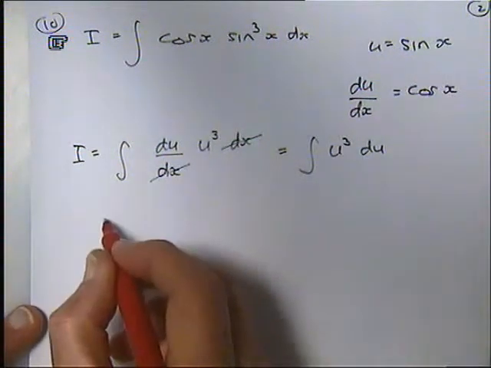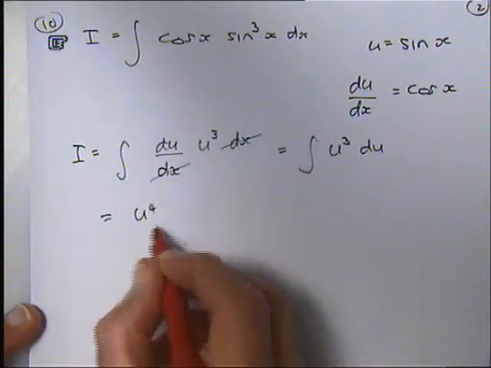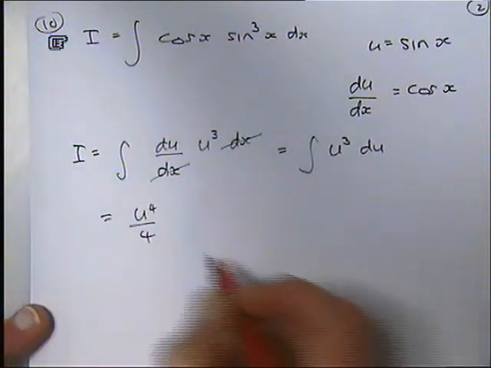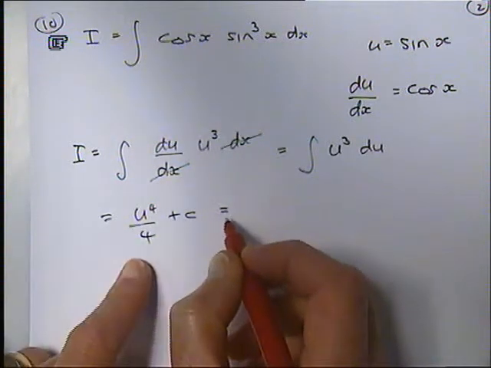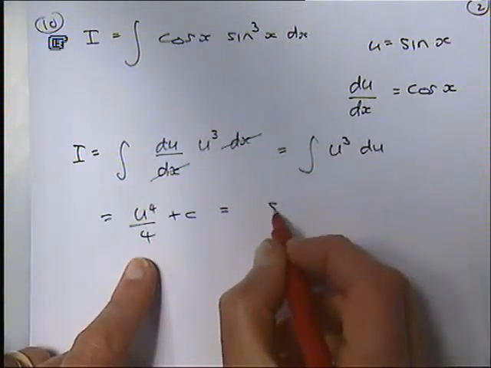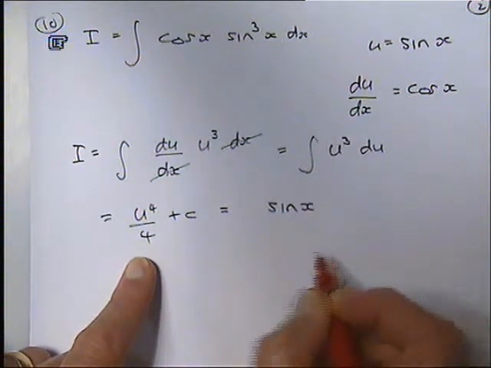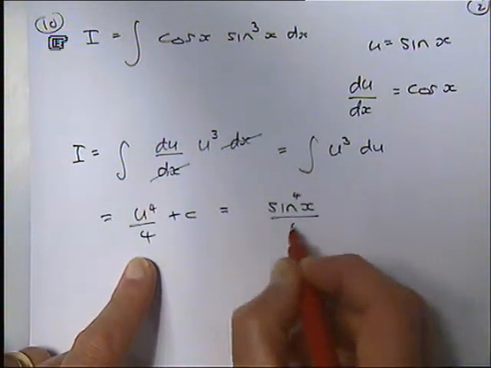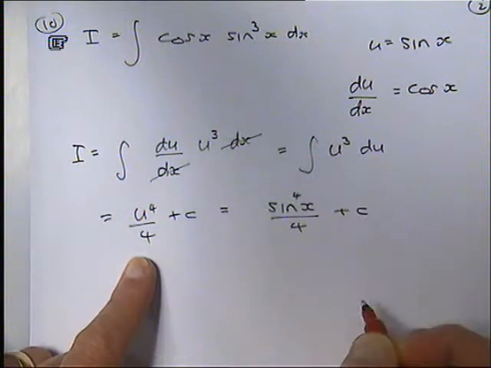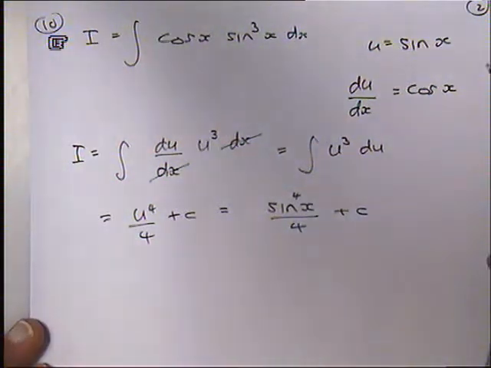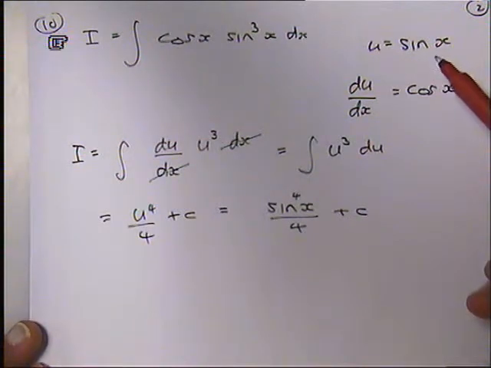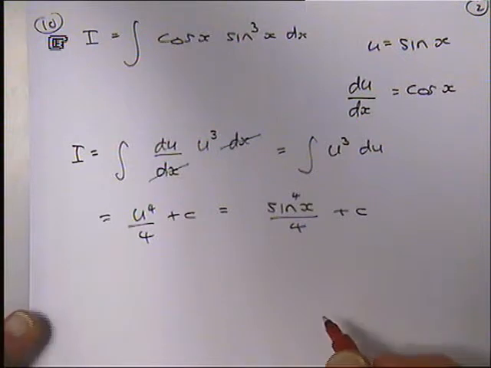So doing this integral over here, add 1 to the power, divide by the new power. I've done my integration, so stick my plus c down. And then simply say, well, u, that's sine x, because you need to put it back in x's, to the power of 4 over 4 plus c. Job done. So sometimes with the trig, if you can spot that you can differentiate one bit to get the other bit, that makes life easier.